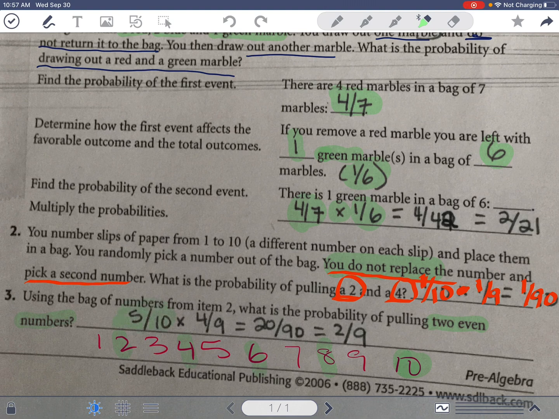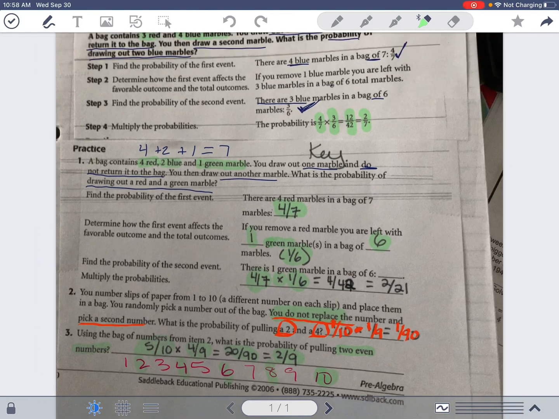But you don't put it back into the bag. Okay? It doesn't say that in this scenario, but let's assume it because we're doing dependent probability. So what's the probability on the second time you pull a number out? Now there are only 4 even numbers in the bag out of a total of 9. So you multiply straight across and you get 20/90ths. It reduces, they both divide by 10, so it reduces to 2/9. These are examples of dependent probability.